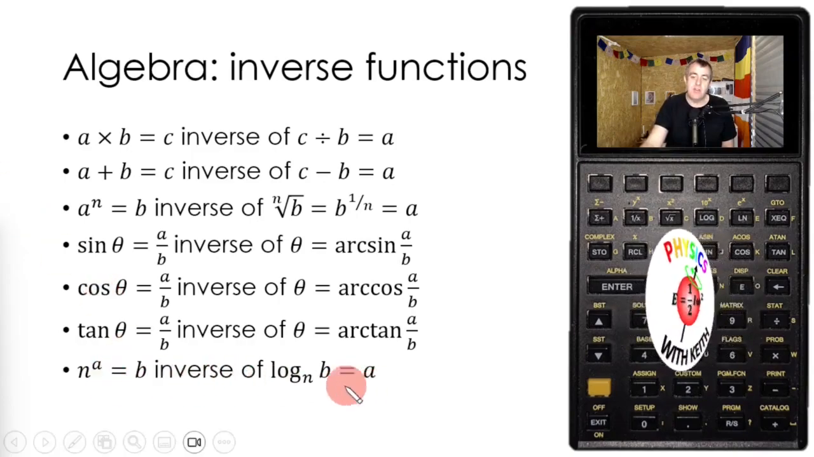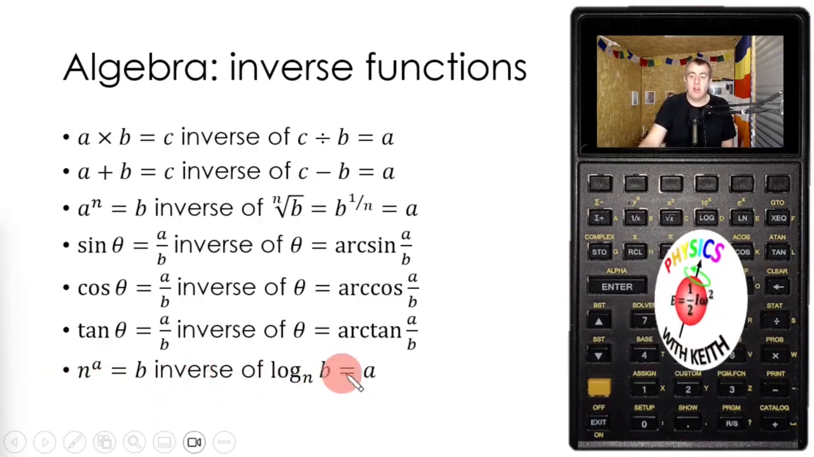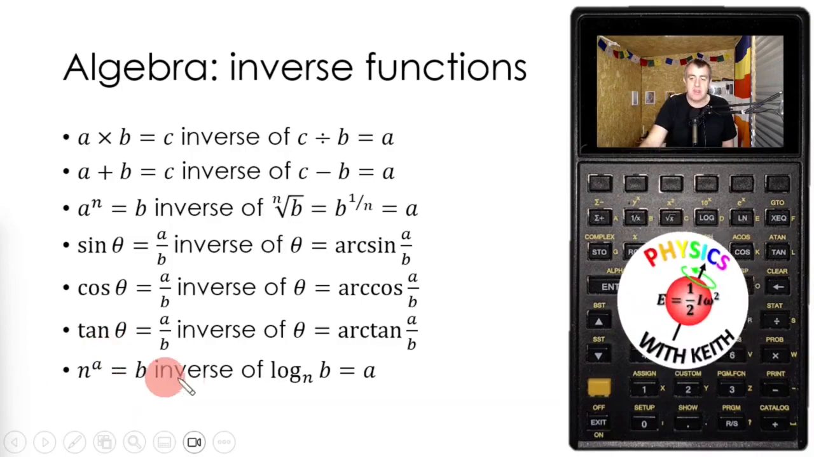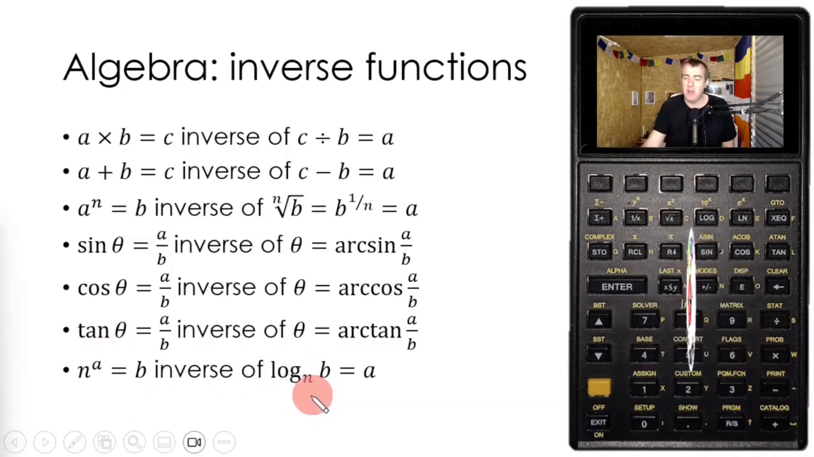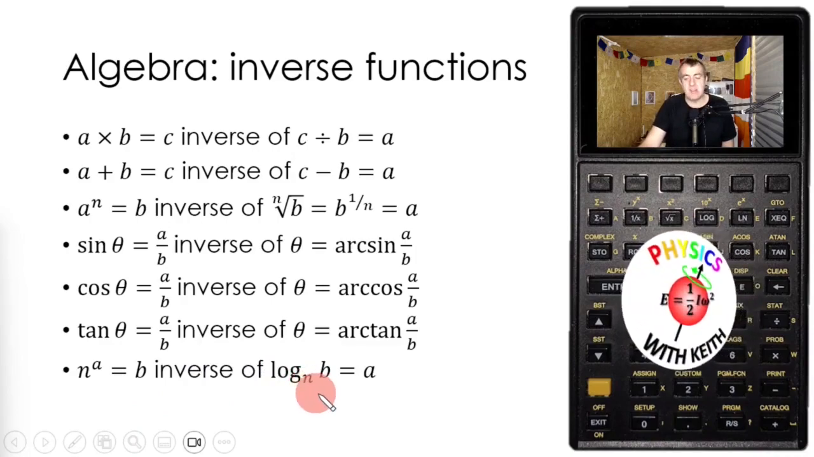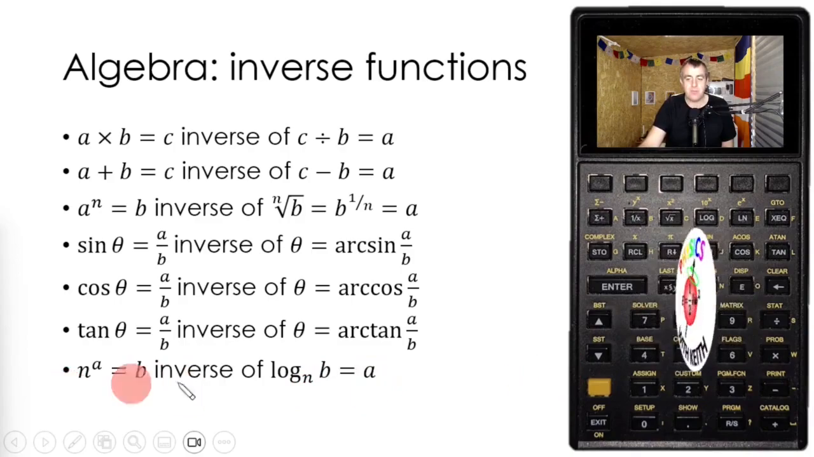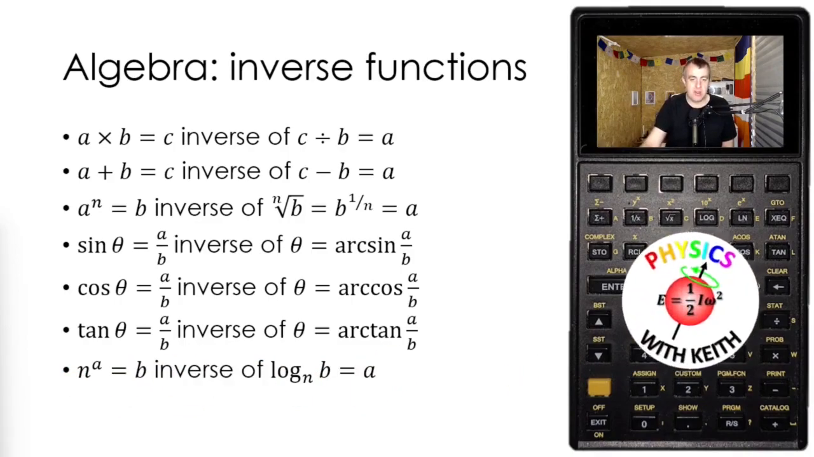And finally, one at the bottom here, which we'll have to go into in a little bit, is logarithms. N to the power of A equals B is actually the inverse of log to the base n of B equals A. Those two actually mean the same thing, but we'll need to handle logarithms separately.